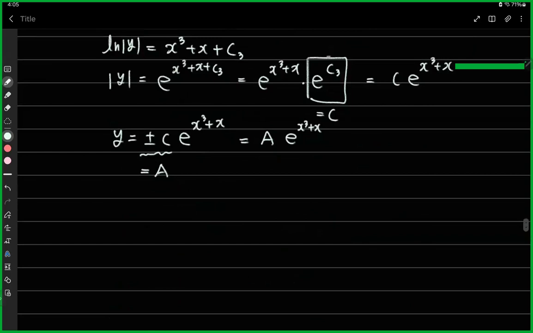Next one is 2.3, the linear equation. Give me a second.